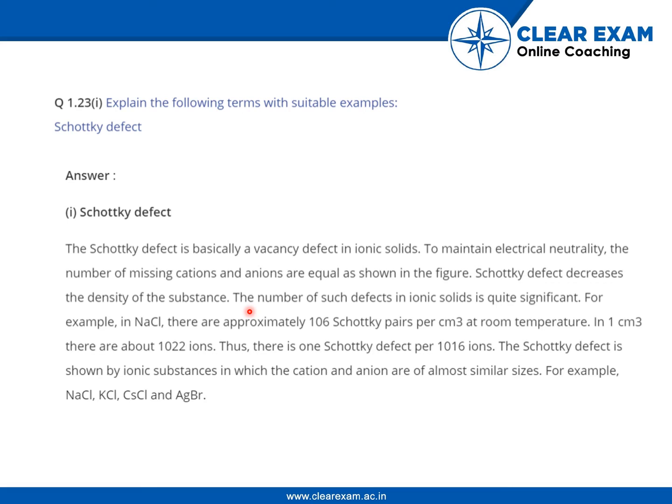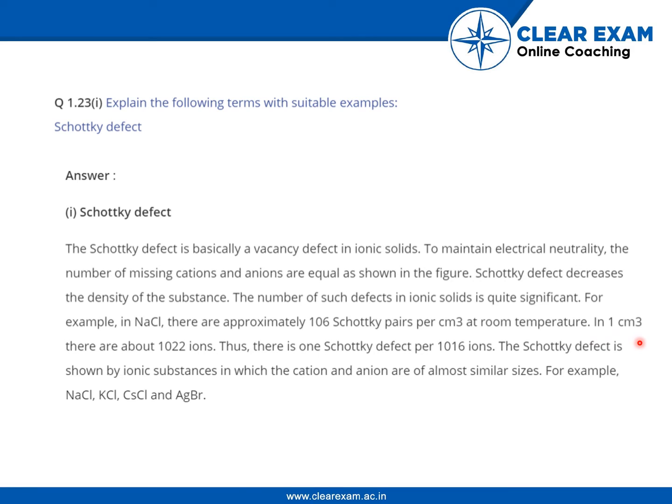there is a vacancy of X anions also in that particular ionic solid, so that the electrical neutrality is maintained, because the number of cations as well as the number of anions that are missing are equal. Okay, so since there is a movement of cations and anions out of the ionic solid, therefore there is a decrease in the density of the substance. For example, in NaCl, sodium chloride, there are approximately 10^6 Schottky pairs per cubic centimeter at room temperature.